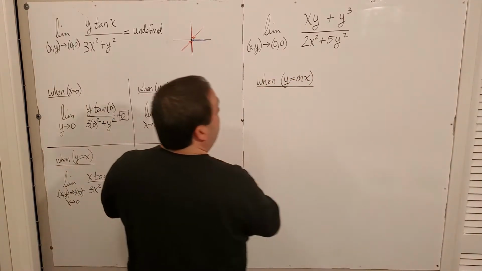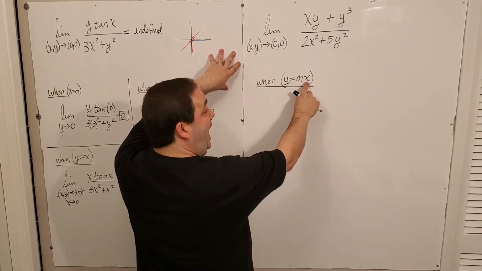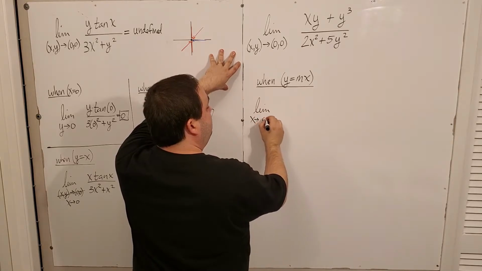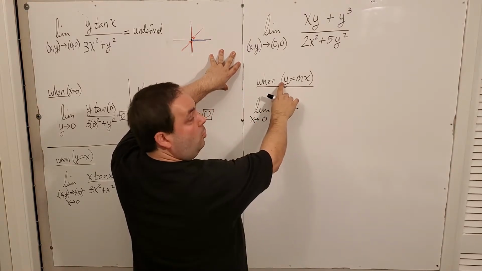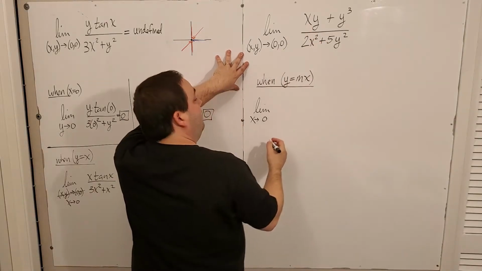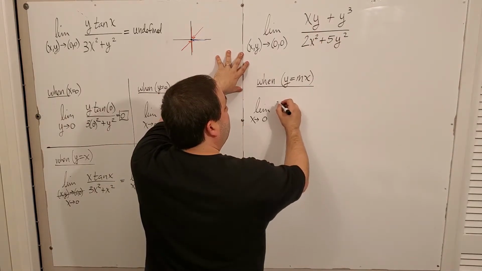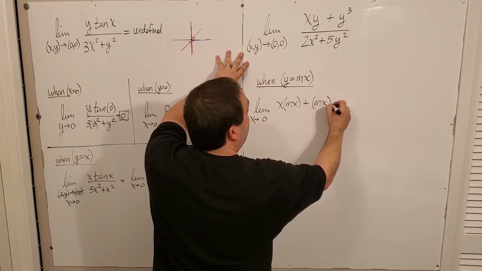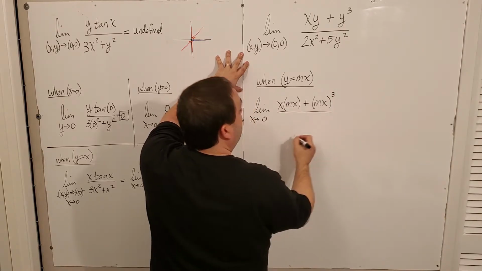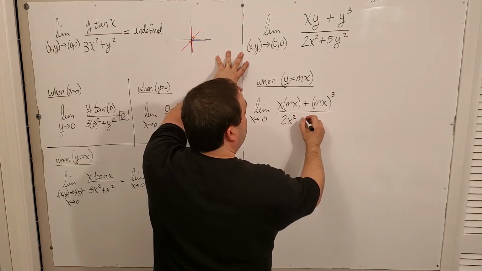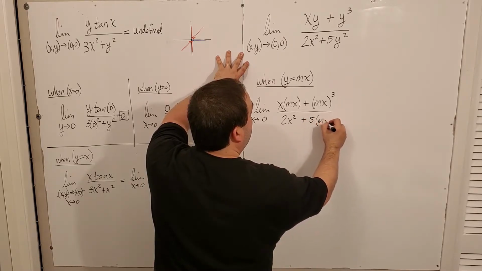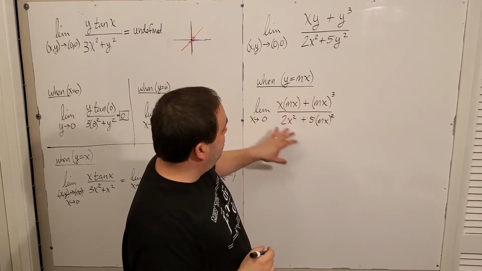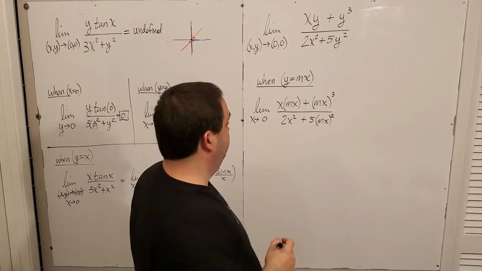If I do this substitution here, y is based on x, right? So the limit really becomes as x goes to 0, because if x goes to 0, so will y. And y is equal to mx. So I'll have x times mx plus mx to the third all over 2x squared plus 5 times mx quantity squared. Okay? Now I'm just going to start doing a little bit of algebra simplifying this here.